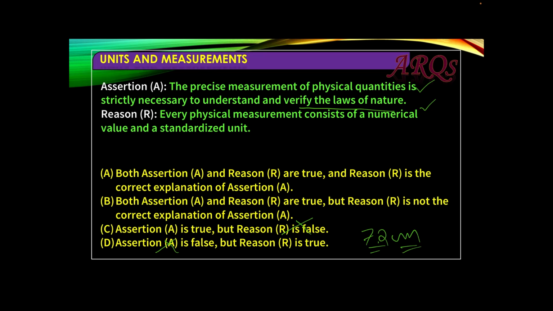Let's see whether the reason is the real explanation for the given assertion. No. Why? We need measurement. Why do we need measurement? Because to verify all the physical quantities, we have to make measurement. Is it given as the reason? No. So the reason is not the correct explanation for the assertion. So the answer is B.